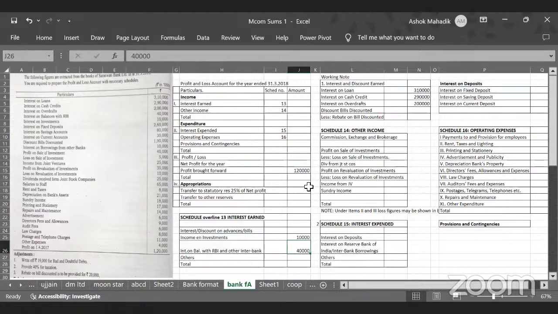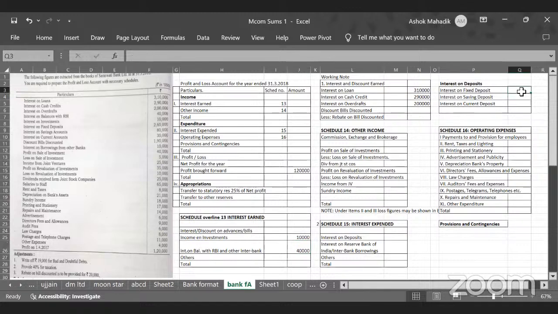Fixed deposits are kept by our customers, so we have to pay interest. So we go to interest expended, schedule number 15. There will be many interest items, so a small working note is there. We'll use that working note to add all those interest items. So that will be very handy for us.